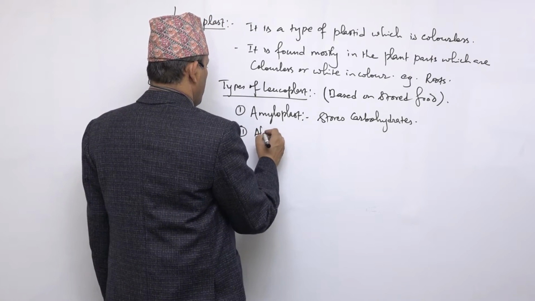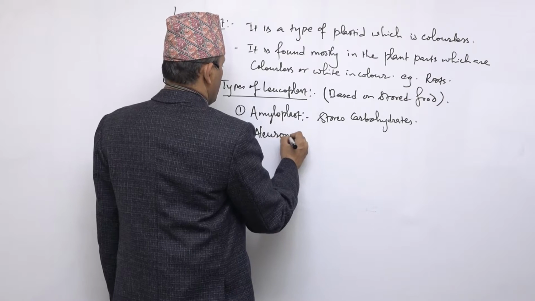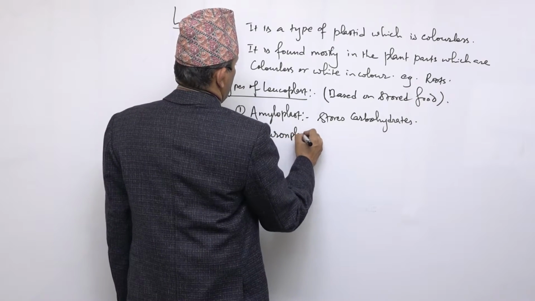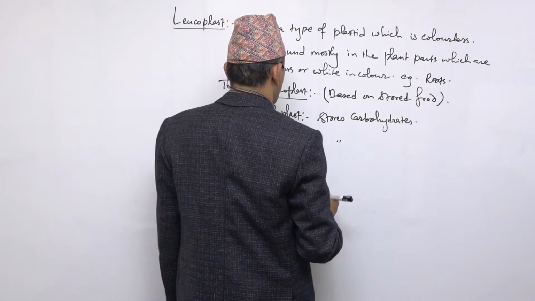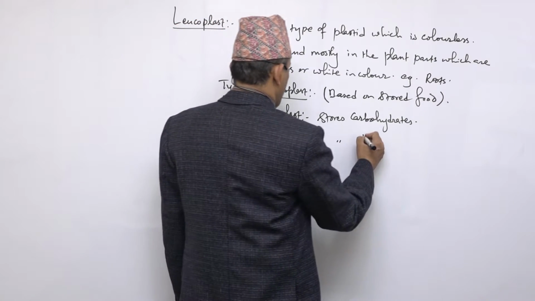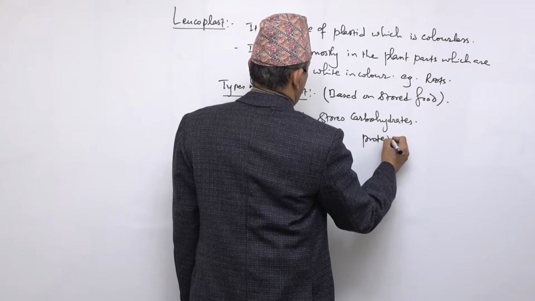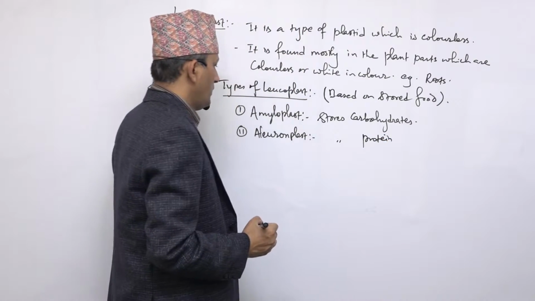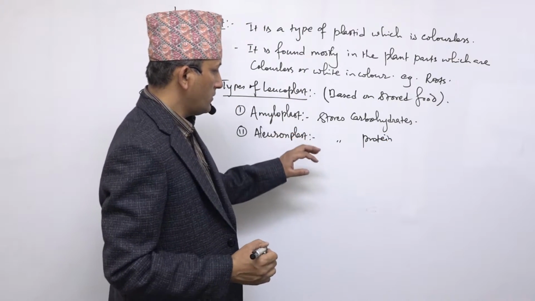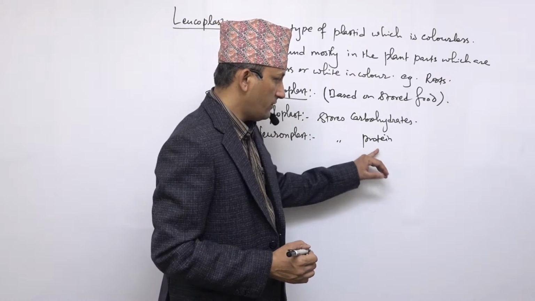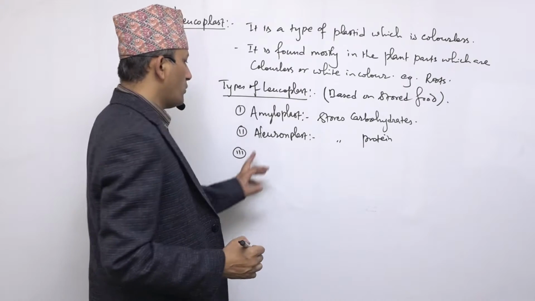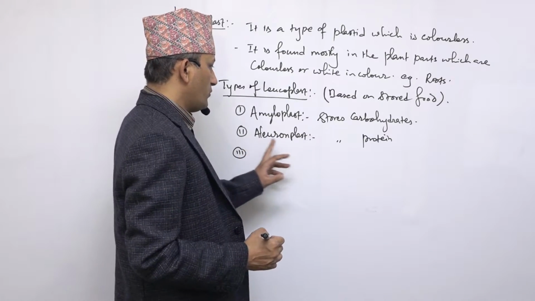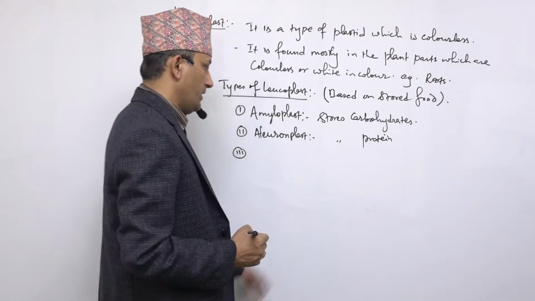Another type of leucoplast is aleuroplast. It is a type of leucoplast where food is stored in the form of protein. So, an aleuroplast is a leucoplast that stores food in the form of protein. It's also called proteinoplast. An aleuroplast or proteinoplast.